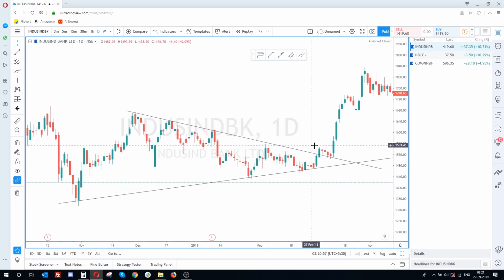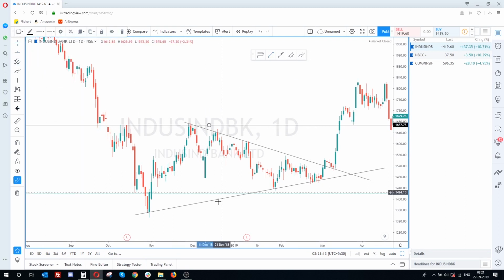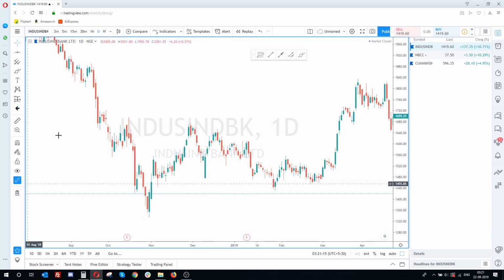So after the breakout, here is the move, right? We are having a move of 18% as far as the triangle pattern is concerned. But what if we are using support and resistance? Let me just delete all.